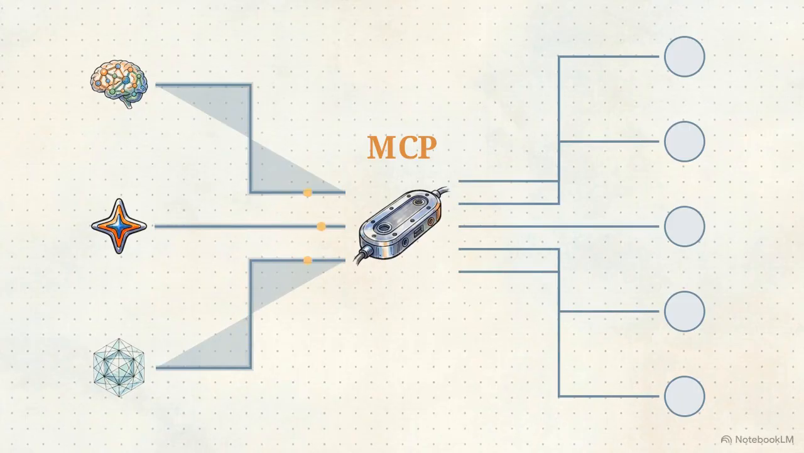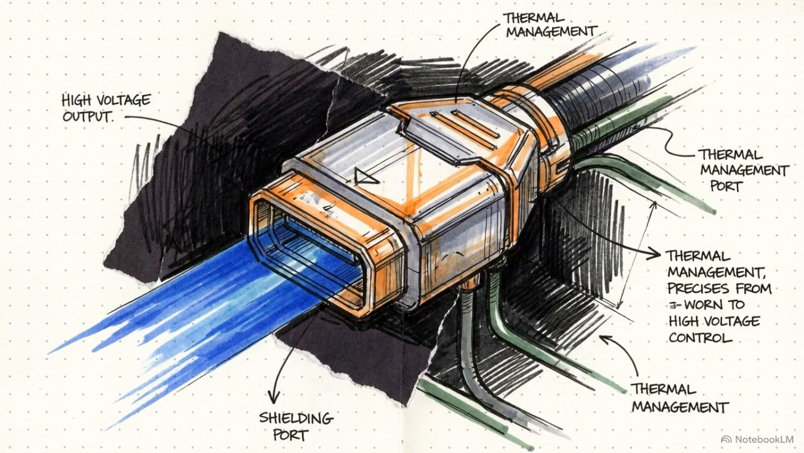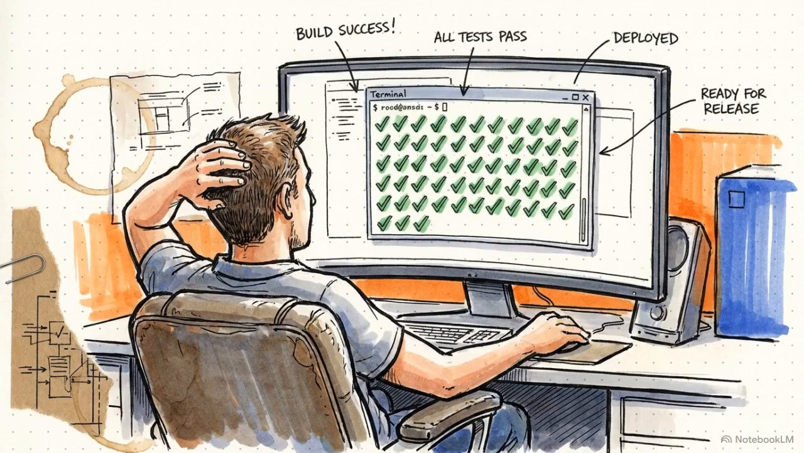Anthropic introduced a solution called the Model Context Protocol, or MCP. It functions like a universal USB-C cable for AI. Instead of writing custom glue code for every new connection, developers can rely on one unified standard. This allows the AI to identify and use external tools without a human manually hard-coding the interaction.